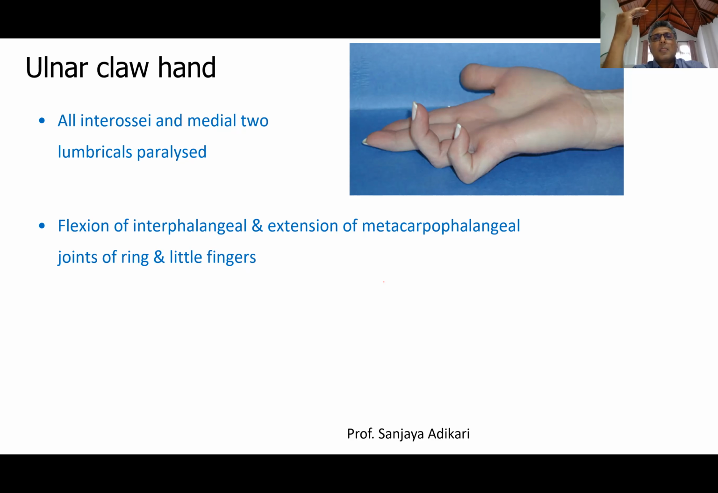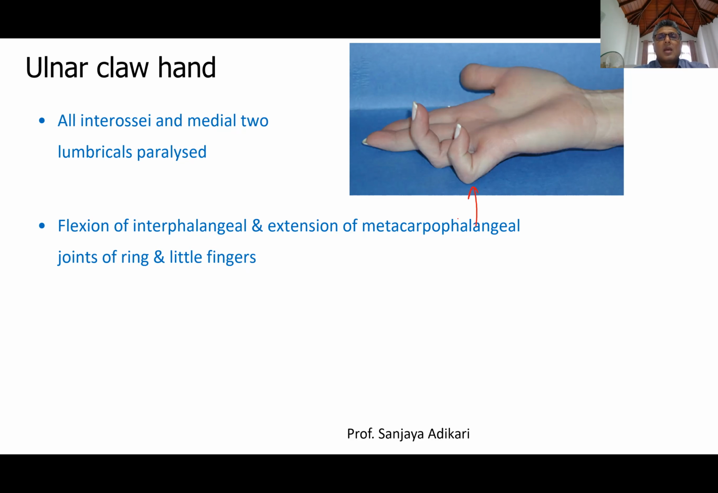So when the ulnar nerve is gone, because of the lack of lumbricals and the interossei both to the ring finger and little finger, you get flexion of the interphalangeal joints by flexors and the extension of metacarpophalangeal joints by the extensors. So that's what has happened here.